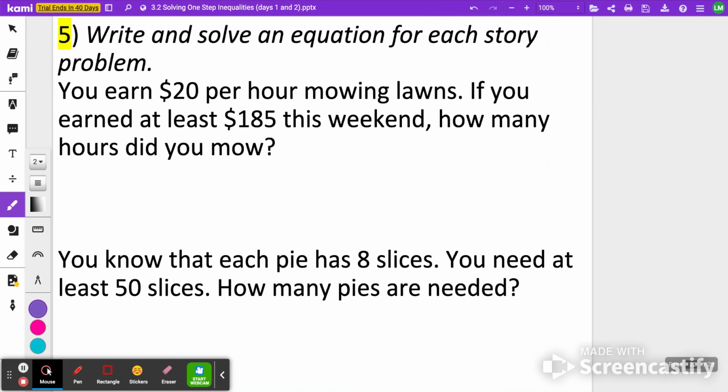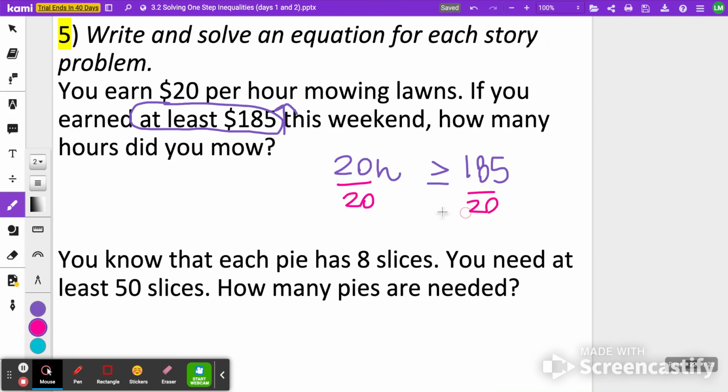You earn $20 per hour mowing lawns, and if you earned at least $185, that means $185 or more. How many hours did you mow? So the first thing I'm starting with is, I know I earned $185 and it's at least, that means greater than or equal to, and since I earned $20 per hour, I should show 20H. Next, I'm ready to solve it. Dividing both sides by 20 will help me find my answer. So all we have to do now is just do 185 divided by 20, which is 9.25. So you mowed 9 hours or 9.25 hours this weekend.